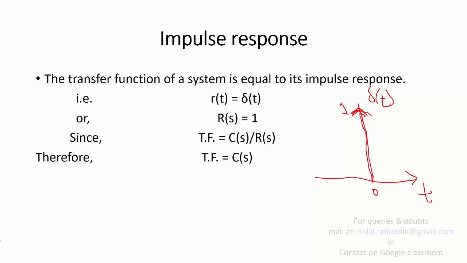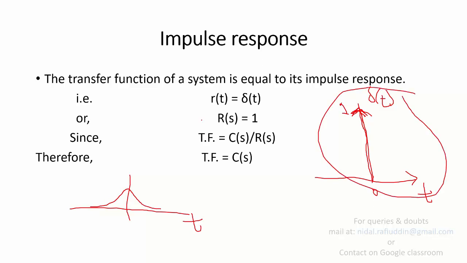But in practical situations, you have an impulse of this sort. An ideal impulse is something like this, while in real time you always have an impulsive signal of this form. The duration of this impulse might reduce or increase depending upon what type of application or situation you are dealing with. So ideally we say that R(t), which is equal to delta(t), is this function, and R(s), the Laplace transform of this function, is 1.